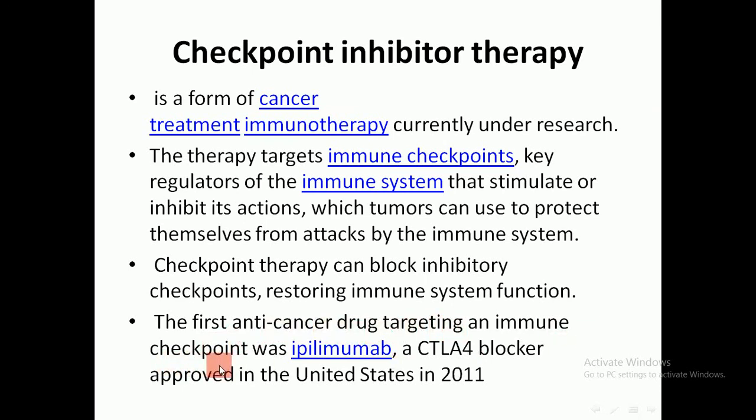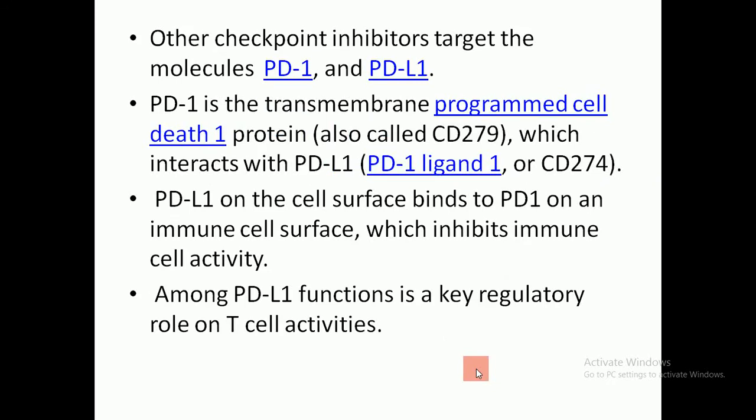And the first anti-cancer drug targeting the immune checkpoint was ipilimumab, a cytotoxic T lymphocyte antigen 4 blocker approved in the United States in 2011.